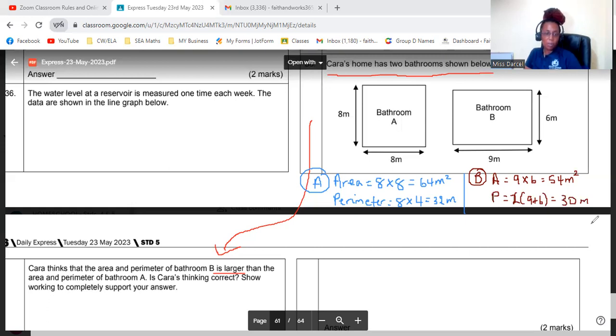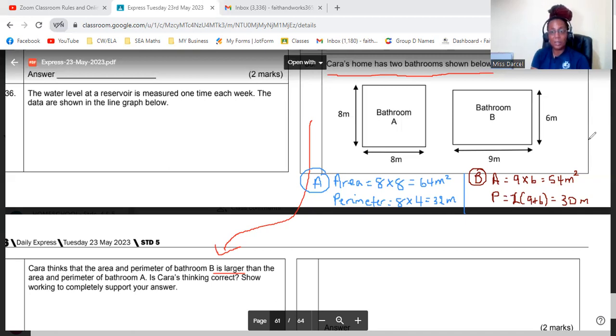So, is the area and perimeter of bathroom B larger than the area and perimeter of bathroom A? Let's look at it. The area of A is 64, while the area of B is 54. So A is definitely larger. The perimeter of A is 32, and the perimeter of B is 30. So therefore, A is larger. So she is not correct. A is larger than B.